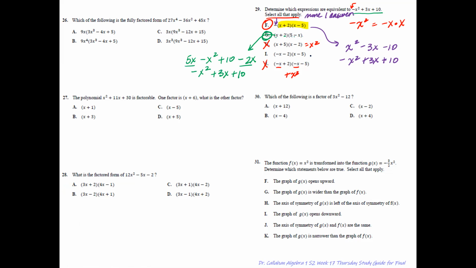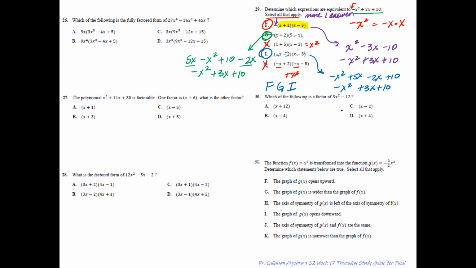Then let's check for I. For I, first is negative x squared. Outer is a positive 5x. Inner is a negative 2x, and then last is a positive 10. So if you combine them all together, it does equal. So I is also an answer. So your answer here is F, G, I. And you will have to select all of them in order to get this one right.